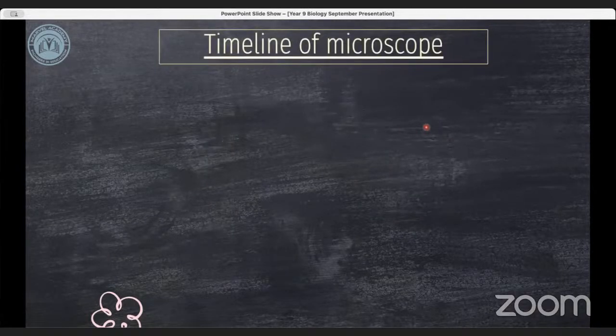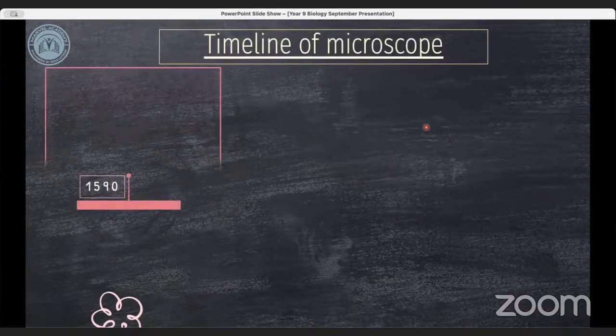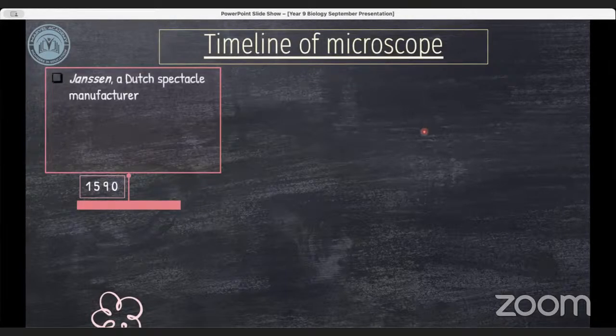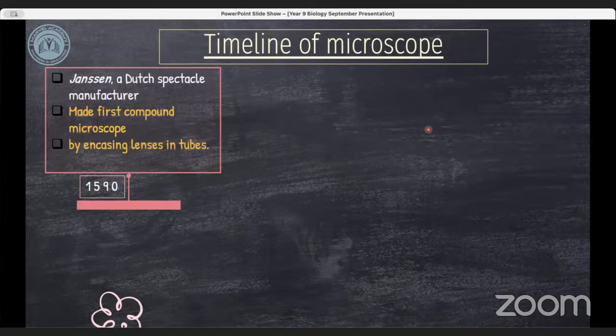So let's try to study the timeline of microscopes. Pay attention, children. You will have a small quiz activity on this one. So what happens in 1590? You can see, this is just for your information. This was the first compound microscope introduced in this year. This is just an understanding. Actually, you can magnify up to 3 to 9 times only. So it is a compound microscope.